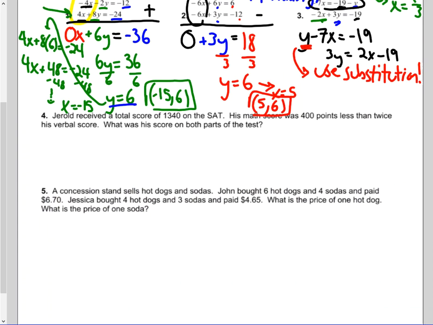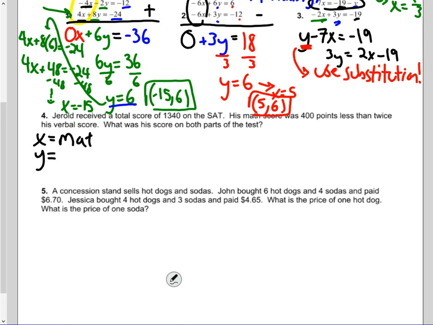All right, number 4. Gerald received a total score of 1340 on the SAT. His math score was 400 points less than twice his verbal score. What was his score on both parts of the test? Okay, so you've got two different scores here, his math score and his verbal score. And verbal is just his English score, right? And his math score and his verbal score both compose his total score.